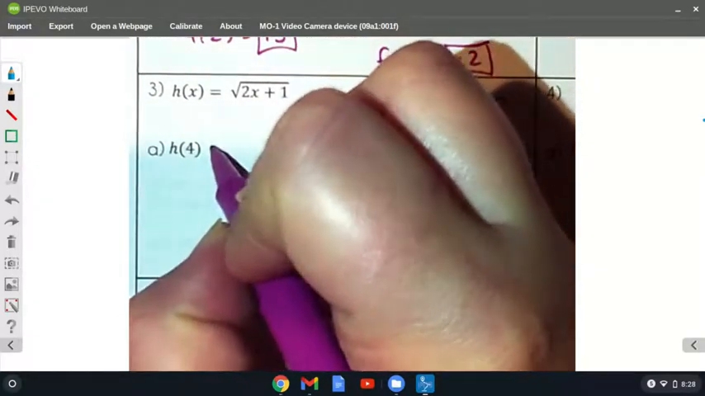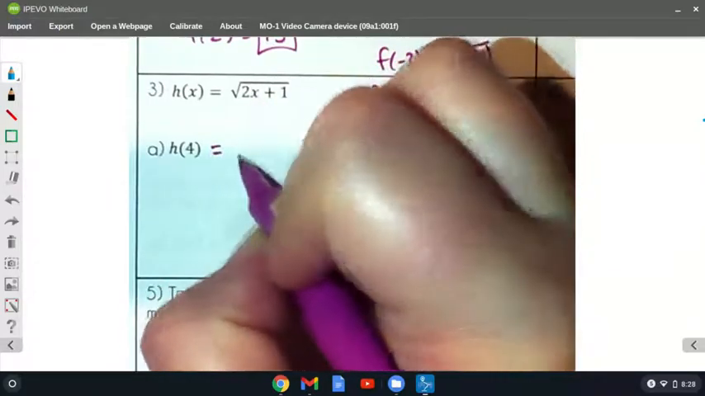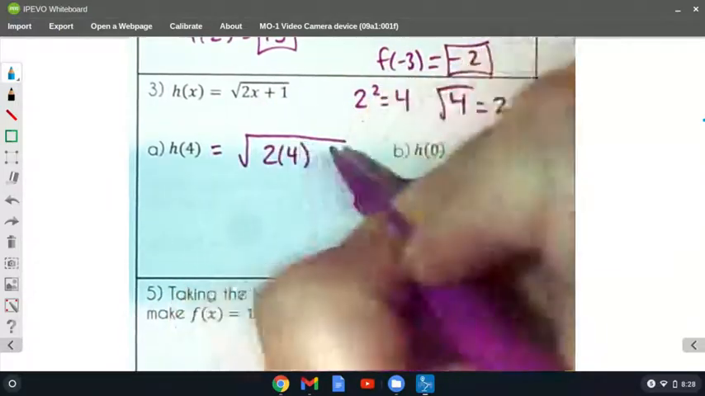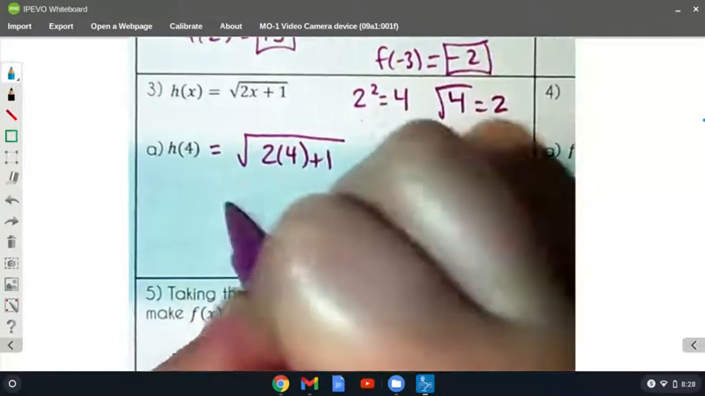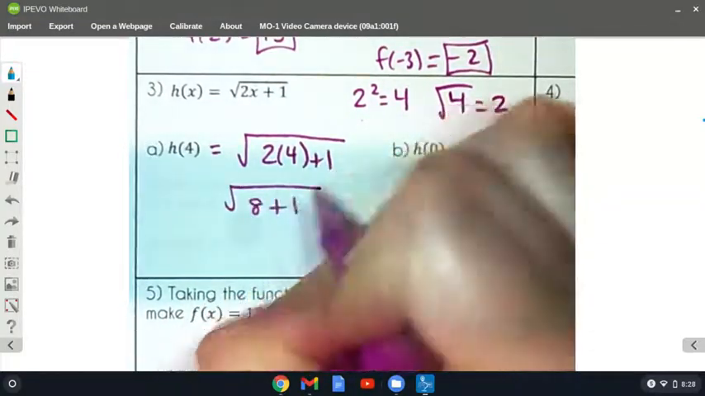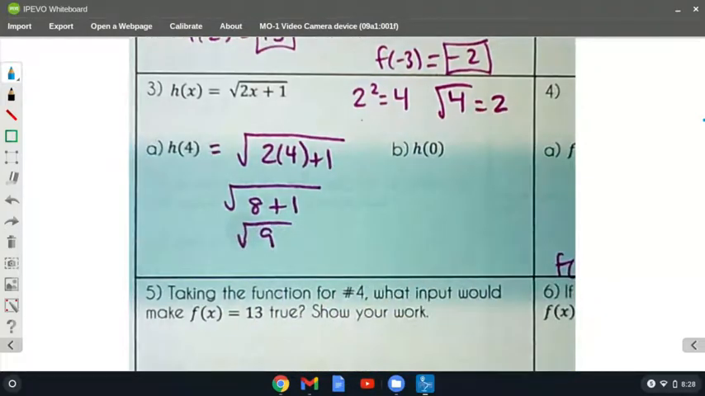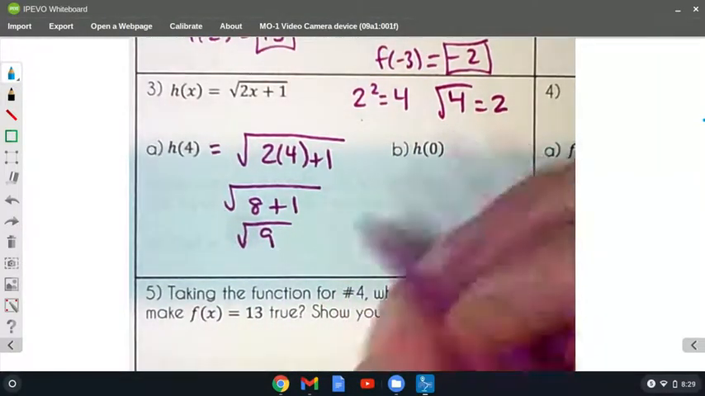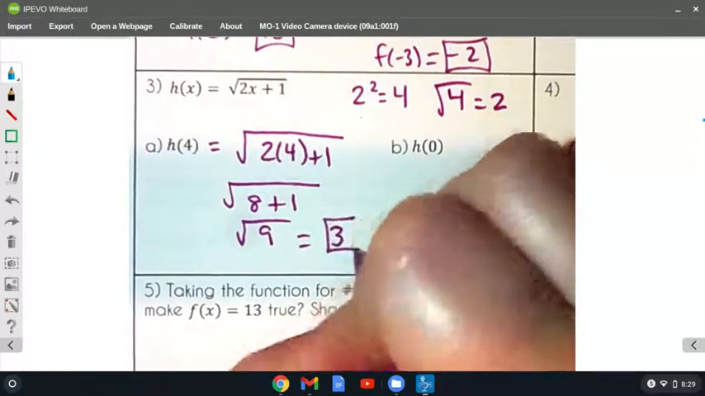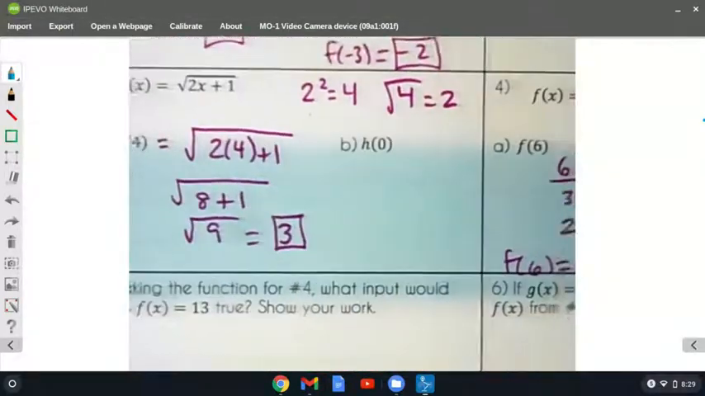So h of 4, and I'm just going to once again plug the 4 into this equation. So 2 times 4, plugging it in for x. 2 times 4 gives me 8, and then I have to add this 1. That gives me a 9. What 2 numbers multiply by itself give me a 9? 3 times 3. So square root of 9 would be 3.